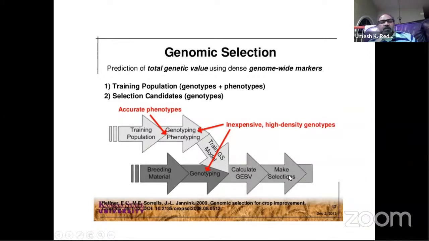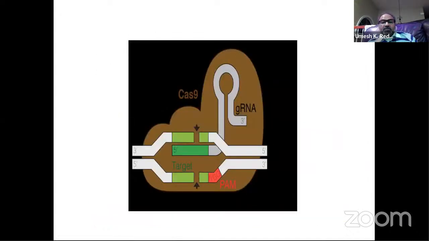So this is a great way to reduce the breeding cycles. Combined with speed breeding, you can effectively shorten your breeding period to 2 years or so instead of a decade. So these kinds of technologies are available and they are very easy to use.